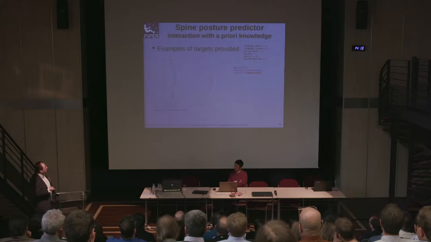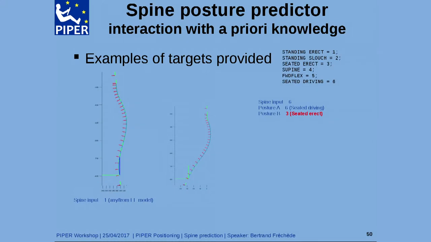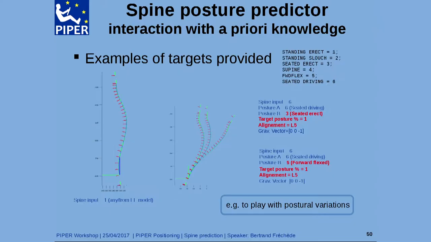There's another way, which is to use the alignment with L5. In that case, I chose posture B, number 3, which is seated erect, for example, and I orient it at 100% of transformation, so in full seated erect posture, but I align it to L5, which means I've got this very straight spine aligned to L5. I could do this with any other combination. So in that way, I can play with postural variations and curvatures, and very quickly position a spine against the seat back.